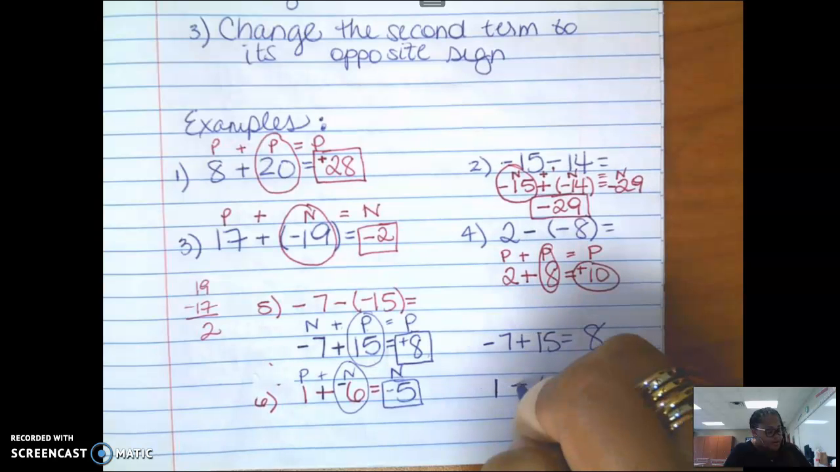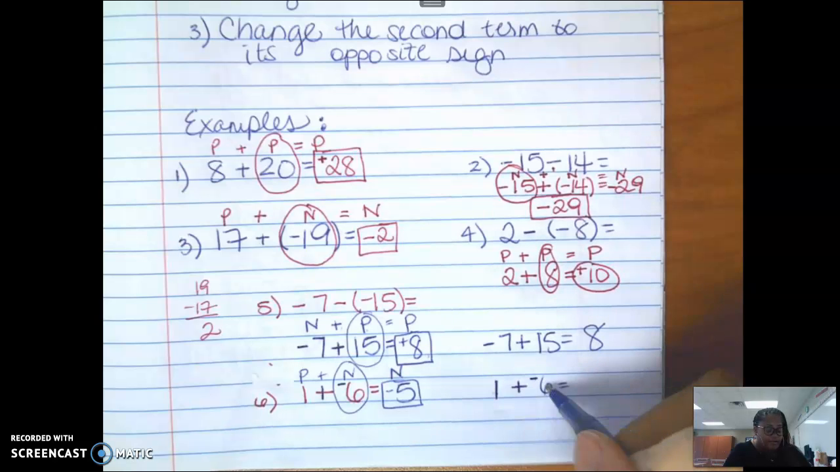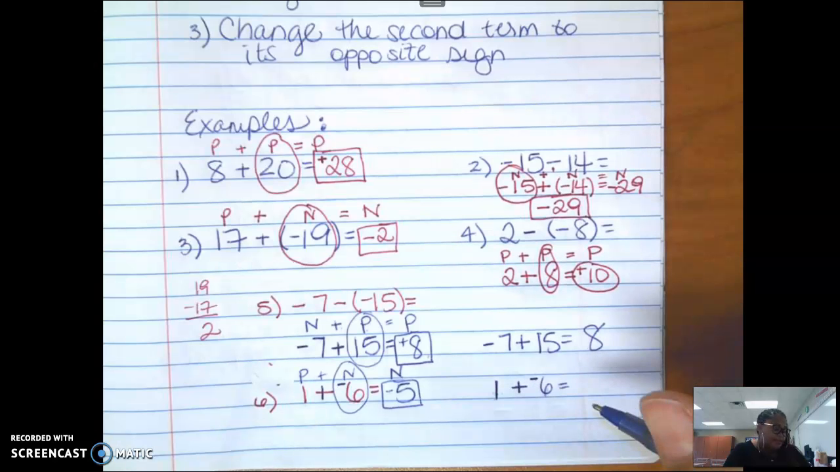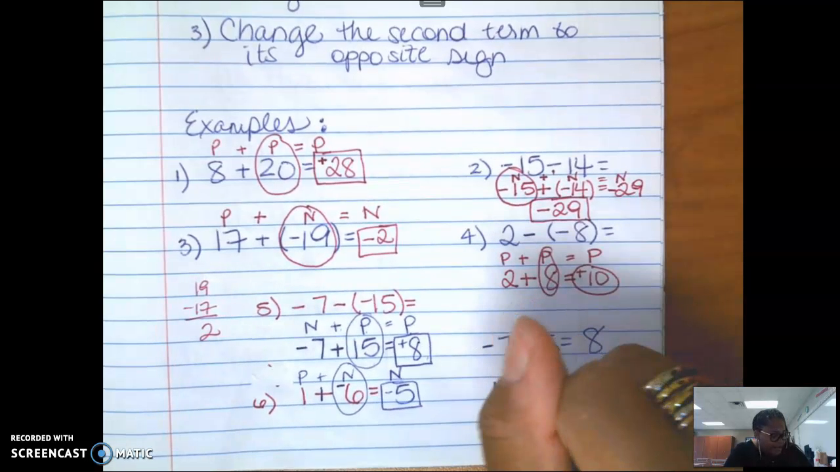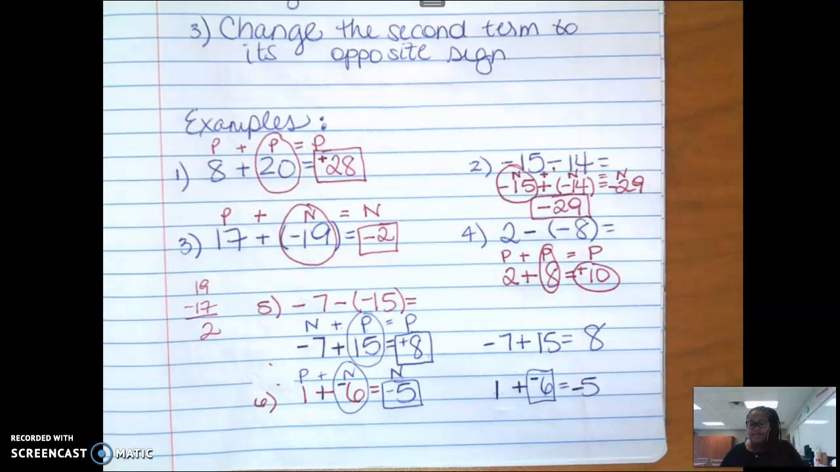And another way you could have done this is just 1 minus 6. Change the operation and change the sign. Then these have different signs. So negative 6 added to 1. I would find the difference between 6 and 1, which is just 5 again. And then this guy is my greater absolute value. So there's my negative number. Same answer.